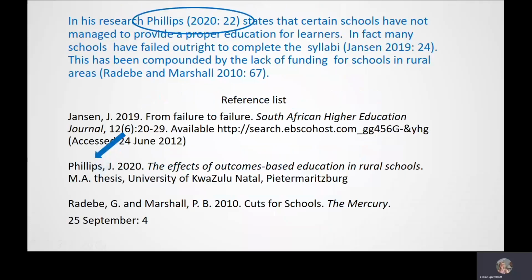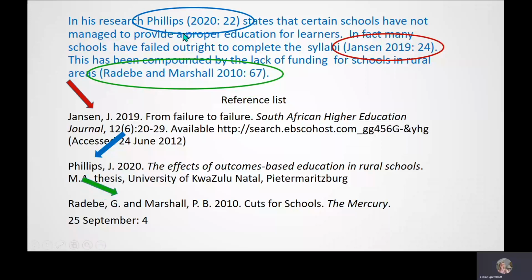Okay, another example of how the in-text relates to the reference list. If you look at the top here, you see we've cited Phillips, we've cited Janssen, and we've cited Khadebe and Marshall. As we're writing, we're citing where we got the information from, but note in the reference list, it's then in alphabetical order, not the order that you've written it in, but in alphabetical order. So we have Janssen, Phillips, and Khadebe and Marshall. We don't swap round Marshall and Khadebe. We don't actually alphabeticize that. We take it as it appeared.